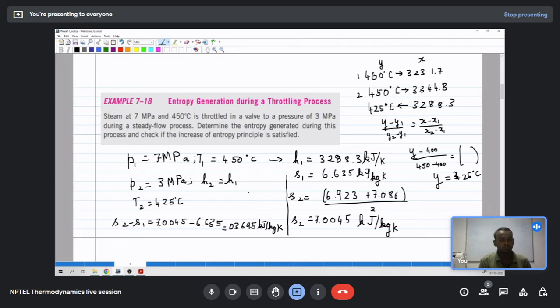So that means the entropy generated is a positive value here. So entropy is being generated, not destroyed, and based on the principle of increase in entropy, we can say that this process is feasible. I hope this problem is clear. If you have any doubts, you can ask now.